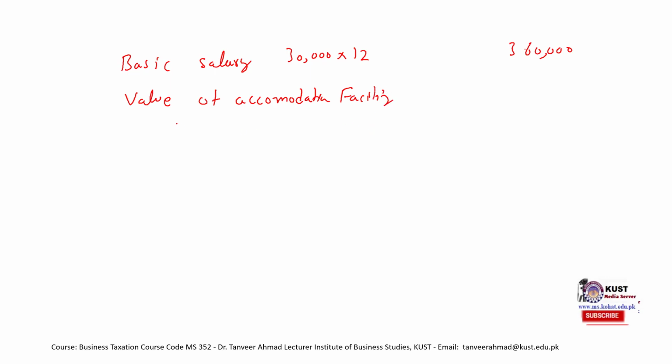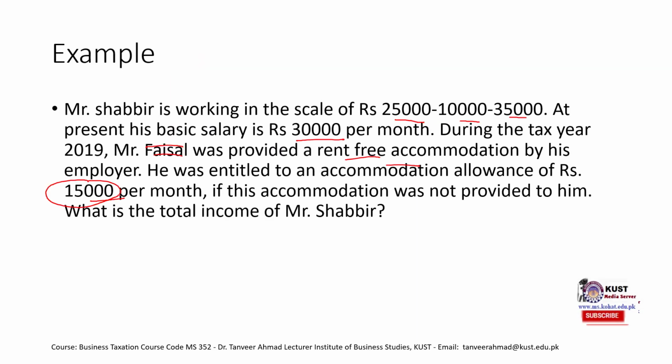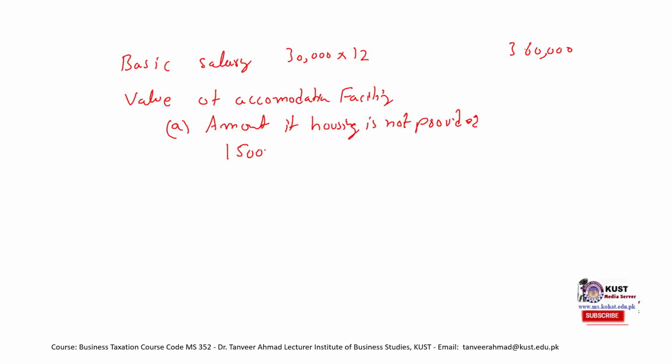Within this, we would have two aspects. First one was A, amount if housing is not provided. So this is the first part. Remember, in previous slide it said 15,000 would be provided if housing facility is not provided. So 15,000 is per month. So that would be a total of 1,80,000 rupees.